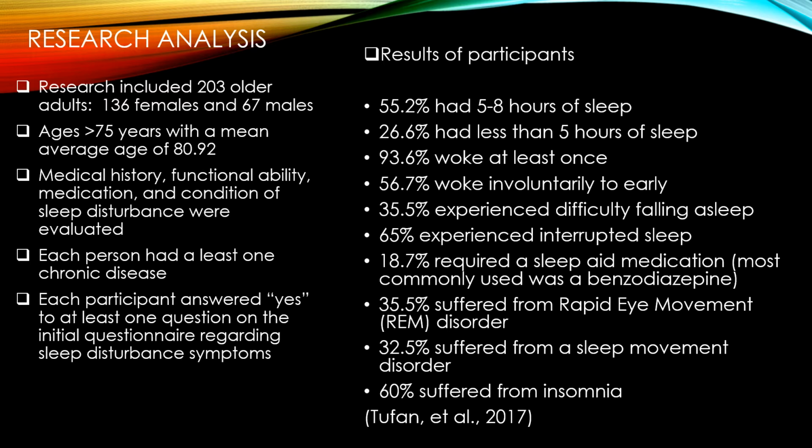As you can see in the results, the older adult population experienced several problems with sleeping. 26% of the participants had less than 5 hours of sleep, and 93% woke at least once. 18% required the use of a sleep aid medication, and usually that medication was a benzodiazepine, despite recommendations to avoid its use. And 60% of the participants suffered from insomnia. So this is a very common problem among our older population.